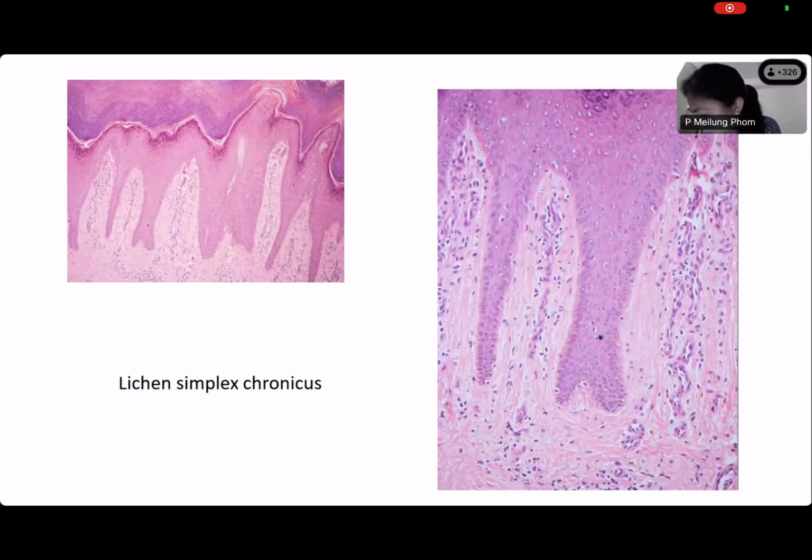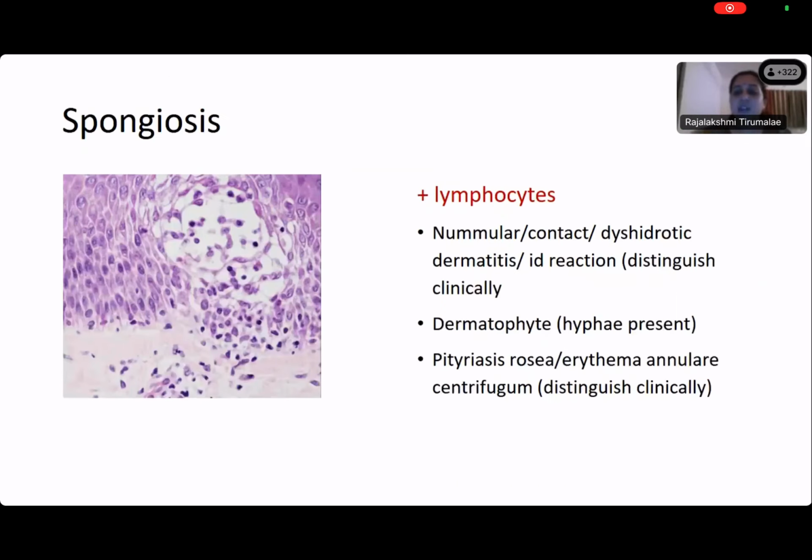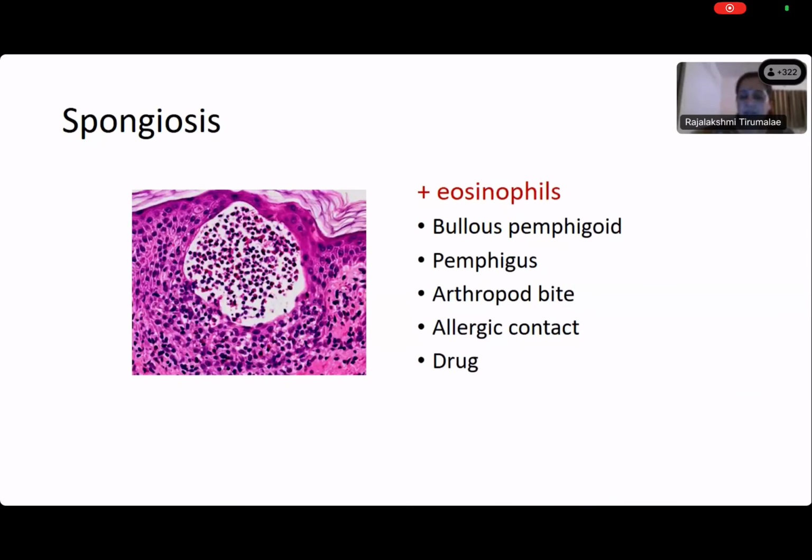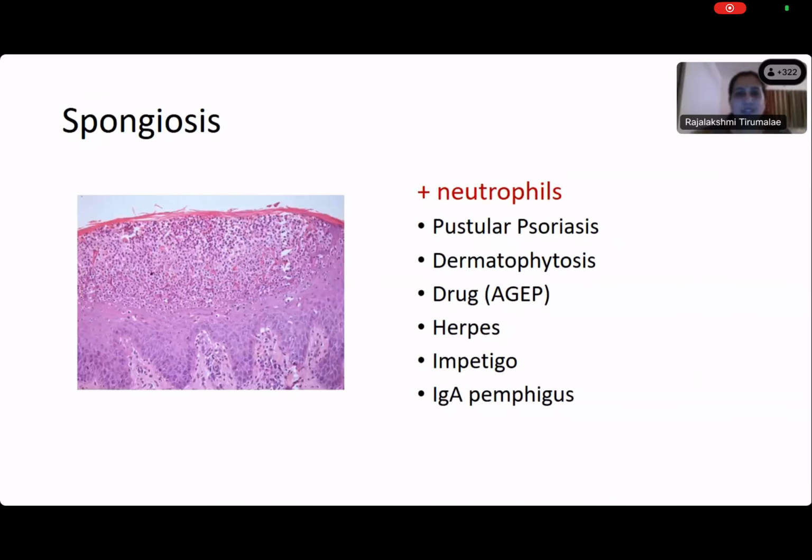Now, usually spongiosis is accompanied by lymphocytes. So these are all the differentials that you would think of. But there are certain instances where spongiosis is accompanied by eosinophils, right? So one of the most important diseases where we see this is bullous pemphigoid, and you can also sometimes see this in pemphigus vulgaris. Now, spongiosis with neutrophils, like I showed you previously, you could see it in pustular psoriasis, in pustular drug eruptions, and IgA pemphigus. Right. So I invite the comments of the chairpersons before I move on to the next case.